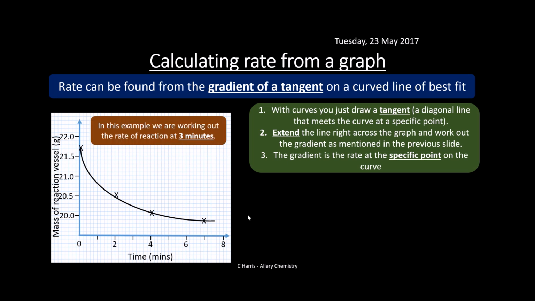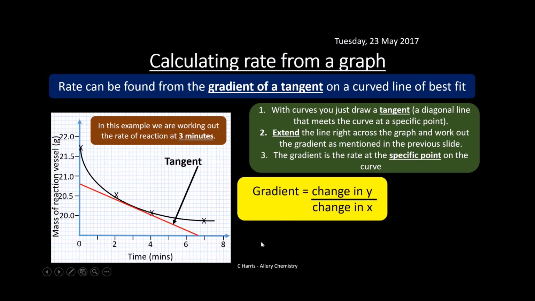So in this example, we're going to work out the rate of reaction at 3 minutes. So which is here. So we want to work out the rate of reaction at that specific point there. So we draw a tangent there. There it is. Okay, so literally it just hits where it says 3 minutes. There's our tangent. We extend it right across fully. Then, using the same thing, gradient is the change in y over the change in x.